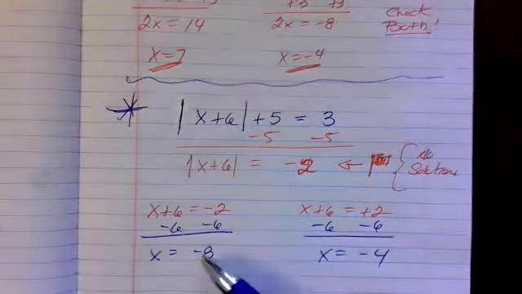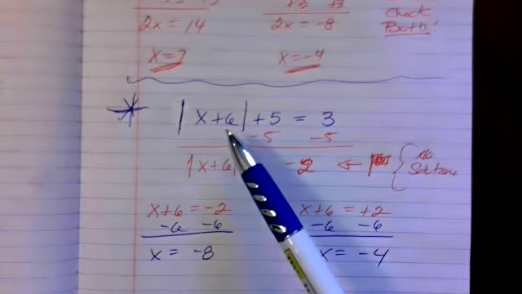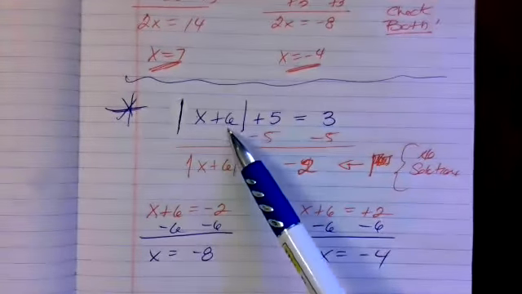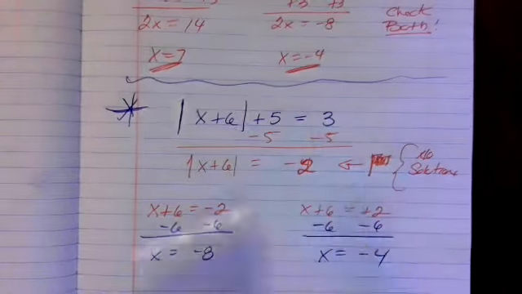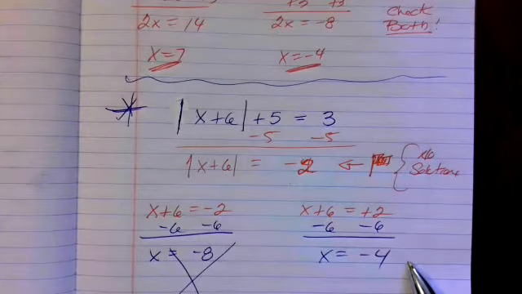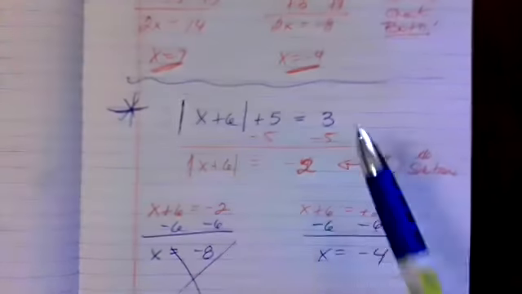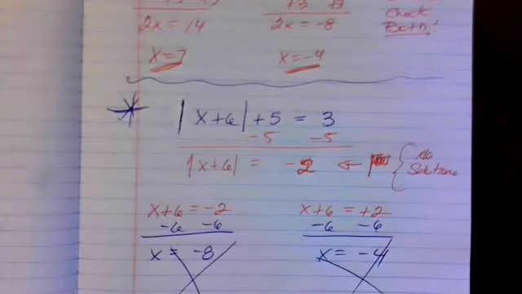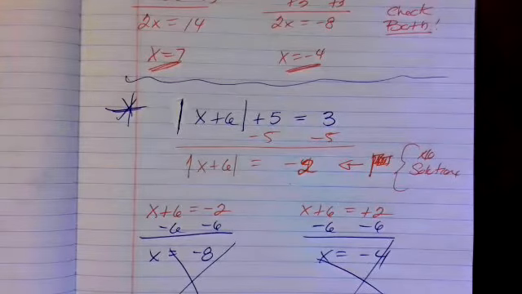I substitute -8 in. -8 plus 6 is -2. The absolute value of -2 is 2. 2 plus 5 doesn't equal -3. -4. -4 plus 6 is 2. 2 plus 5 does not equal -3. So x equals -8, x equals -4. It doesn't check. There's no solution when you have a problem like that.